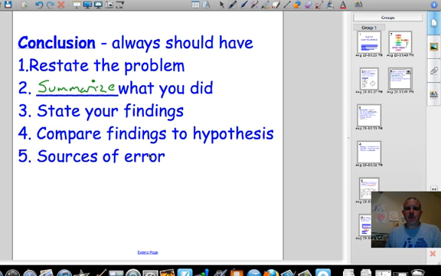And then the last thing we want to do is state any source of error that we may have had during this lab. So error can be anything from human error, that we misread the clock, we did a mathematical calculation, to something that we know that maybe a thermometer broke or something else happened.